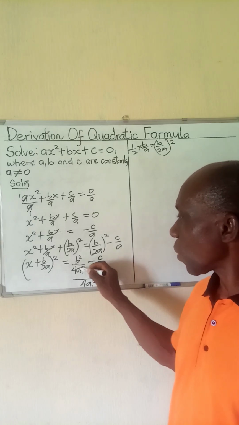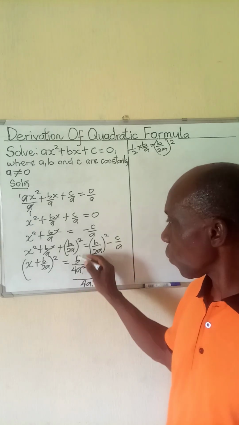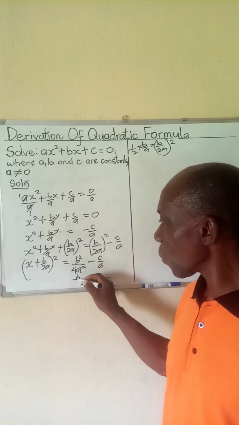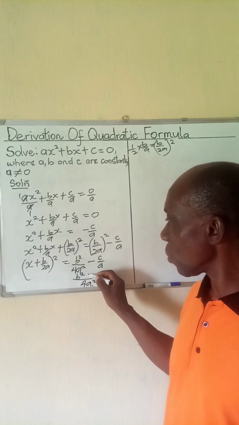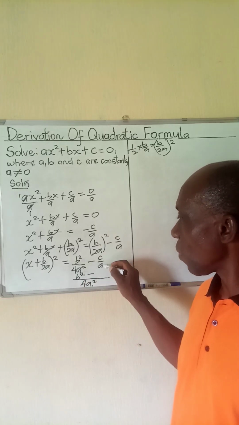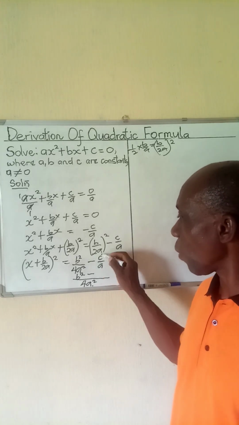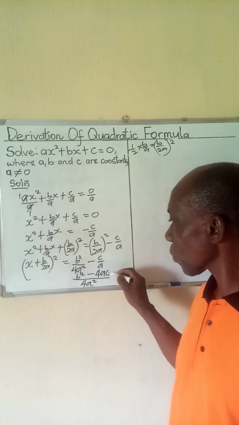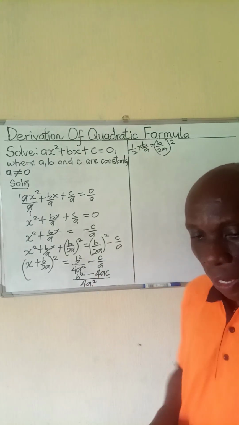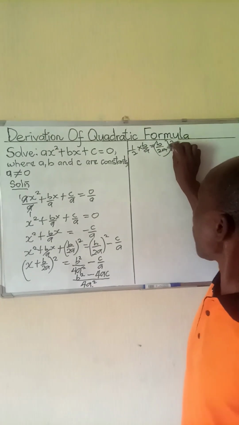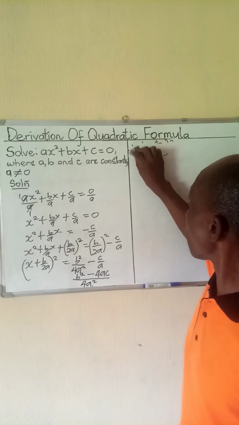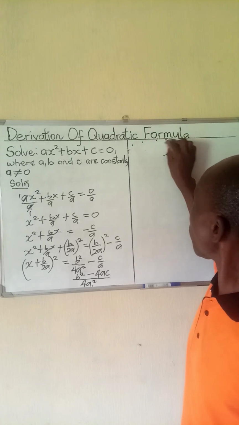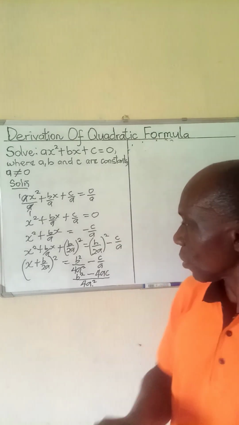Okay, 4a squared divided by 4a squared will give us 1. 1 times b squared, we'll have b squared, take note, minus 4a squared divided by a will give us 4a. 4a times c, that will give us 4ac. So we are going to use that in our next step. We've been able to reduce the right hand side into something simpler.